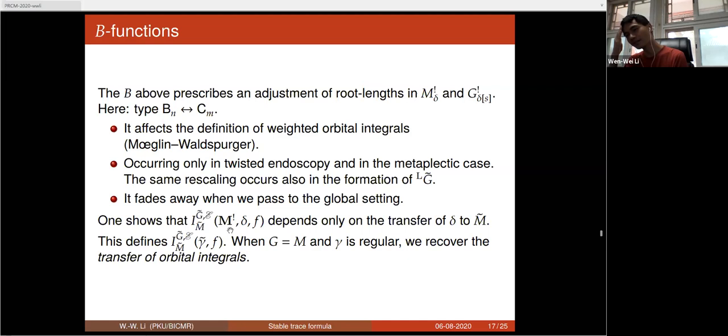So this might look strange, but if you take G equals M and gamma is a regular semisimple element, then this endoscopy stuff is just the one side of the transfer identity of orbital integrals.